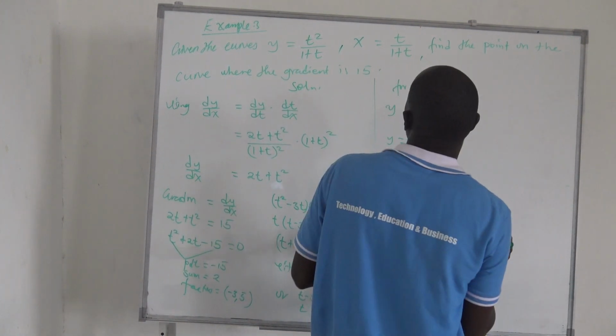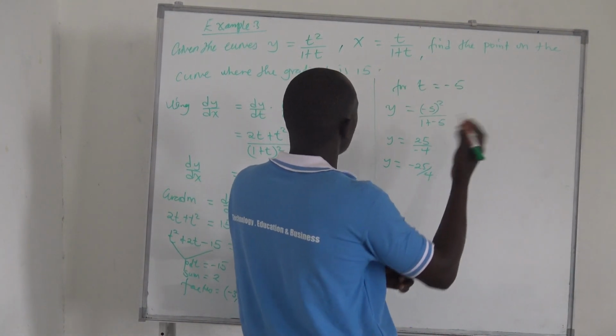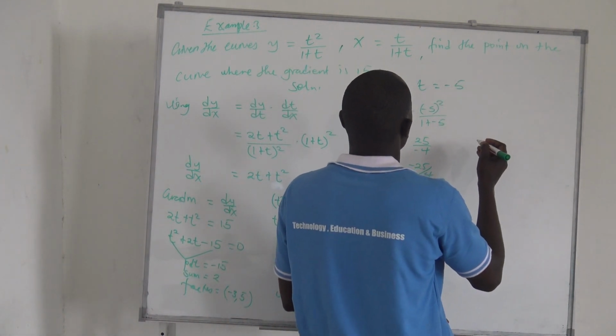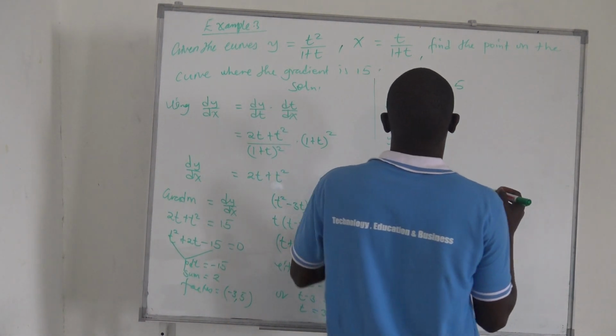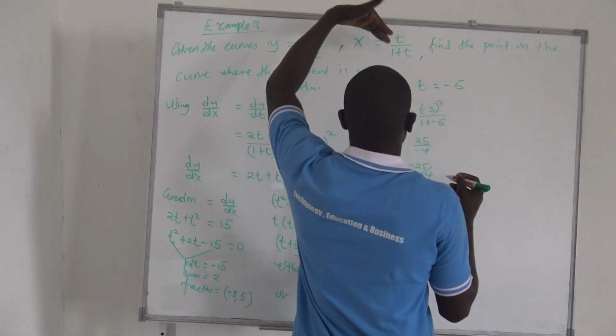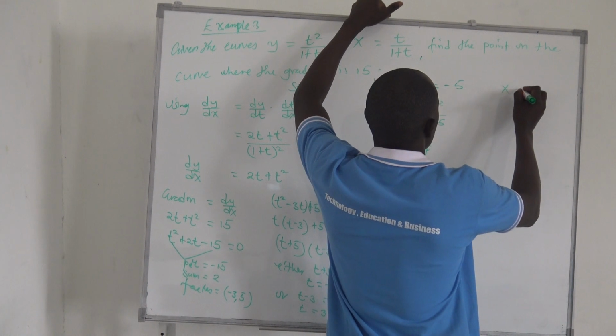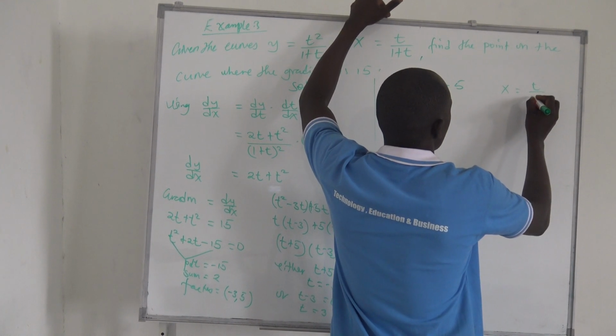We are again substituting in the value of x. When y is that, after t is that, we are also substituting in the value of x. X equals t out of 1 plus t.